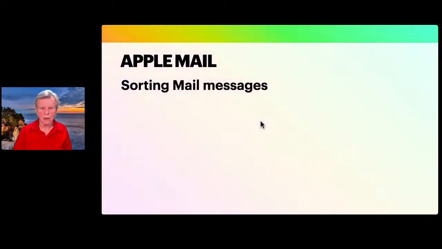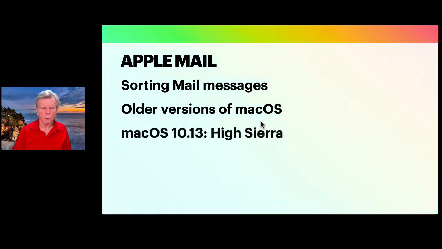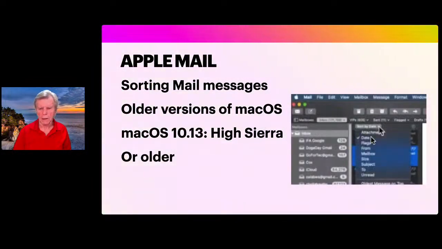So here's the crux of our message today: sorting your mail messages. Now, in older versions of the Mac OS, that would be macOS 10.13, High Sierra or older, the way you sorted was in the second column of your email program. I'm sorry that this is a little blurry when I blew it up. It says sort by date. So you click on that, and then you have these other options, which we will talk about. So normally it would be sort by date. So if you are in High Sierra or older, this is the way you do it.